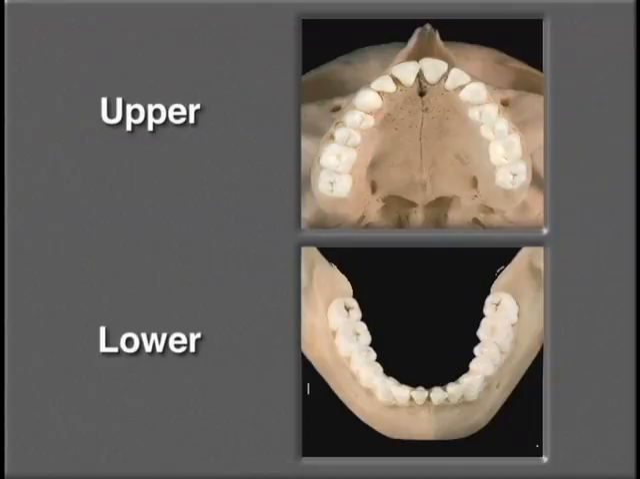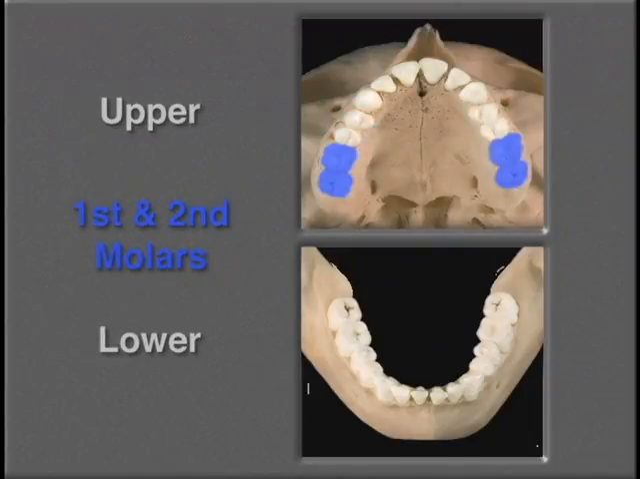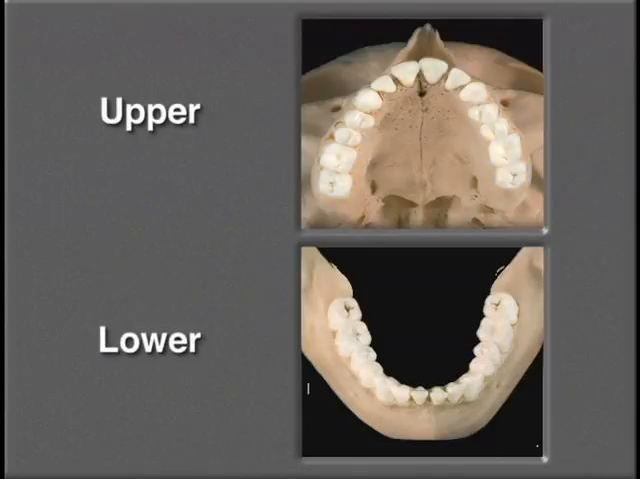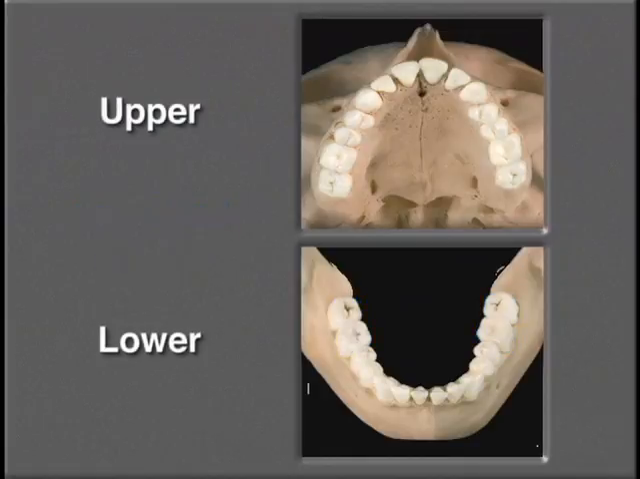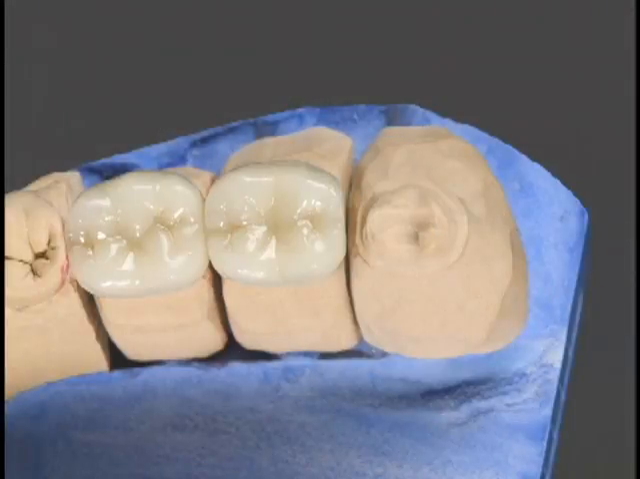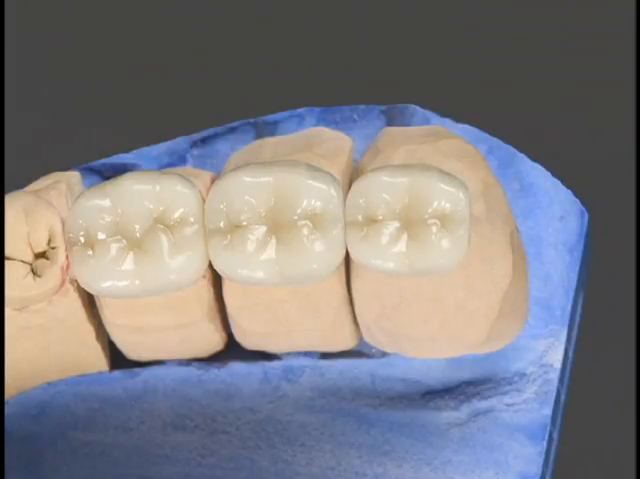A basic posterior setup includes 8 teeth, that's 4 bicuspids and 4 molars. That means that on both sides of the complete arch, there will be a first and second bicuspid and a first and second molar. If it's necessary to restore a third molar, just copy the anatomy of the second molar. But keep in mind, third molars are about 10% smaller than second molars.